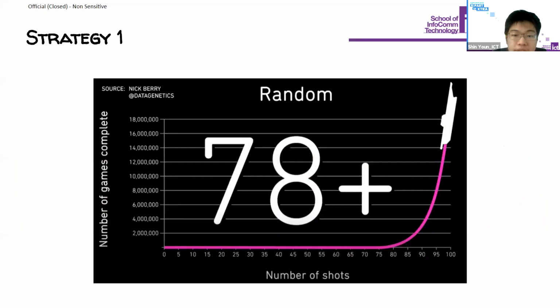A simulation by Nick Berry of Data Genetics showed that over 99% of games will require at least 78 shots using this random system. Making random shots would be really inefficient. Choosing all shots randomly against an opponent would cause the player to lose almost every time. Additionally, this strategy is not as easy as it seems, as humans are incapable of generating a random number sequence.